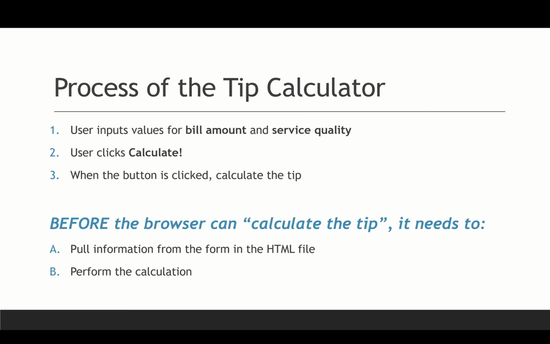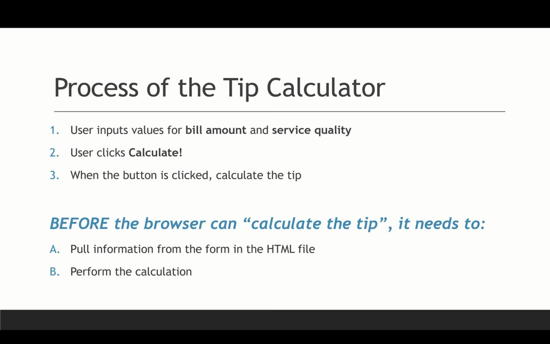It's really important that when you're coding JavaScript with HTML and CSS that you think about what is the process that the user needs to go through and how can I break down this process so that I can code the process. First, the user needs to come to the page and input values for the bill amount and the service quality. So we've got the form, we built that, they have an area to put that in. Then they're going to click that calculate button that we created.